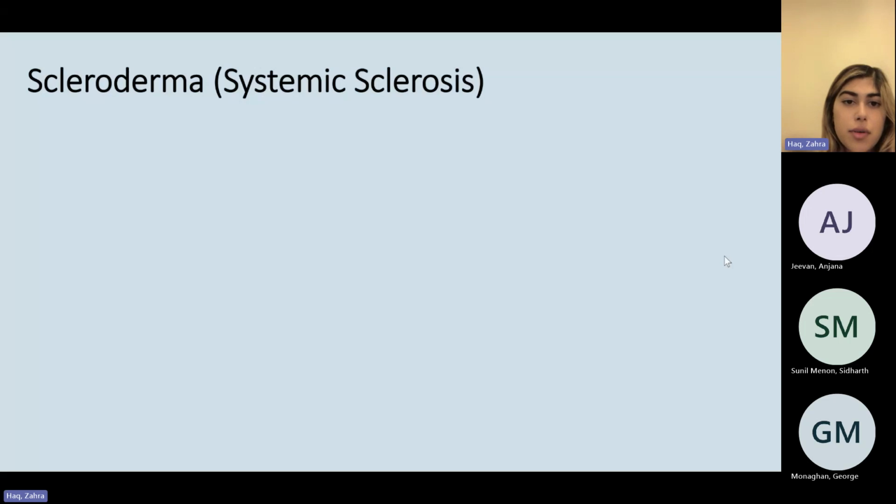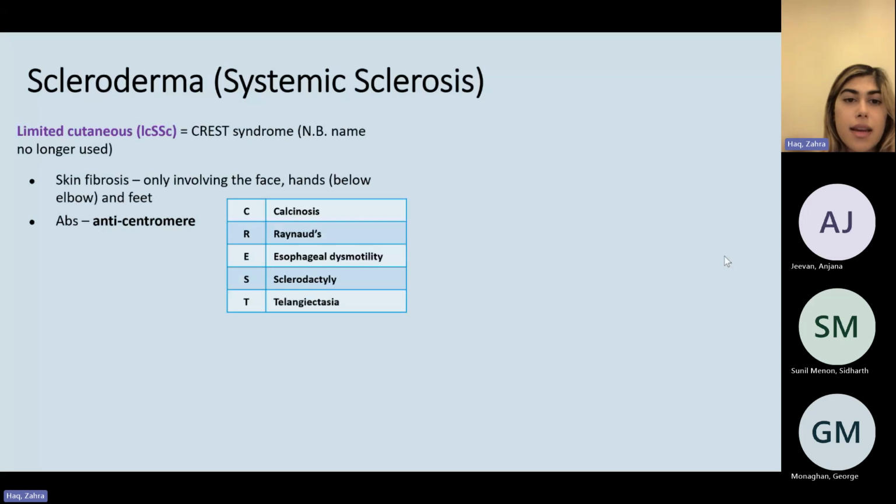I'm going to be moving on to scleroderma, which is in the name. The presentation involves the skin quite a lot, and it's a systemic condition. As I said before, it causes quite a lot of feverish symptoms and affects a lot of the organ systems in the body.